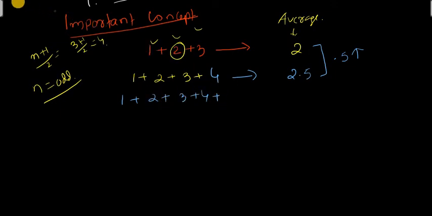Now if we add the next number, 5, to 1, 2, 3, 4, we get 1, 2, 3, 4, 5, where the middle number 3 is the average. The average increased from 2.5 to 3, again by 0.5. This is a very important concept for application: how the average changes as numbers are added.